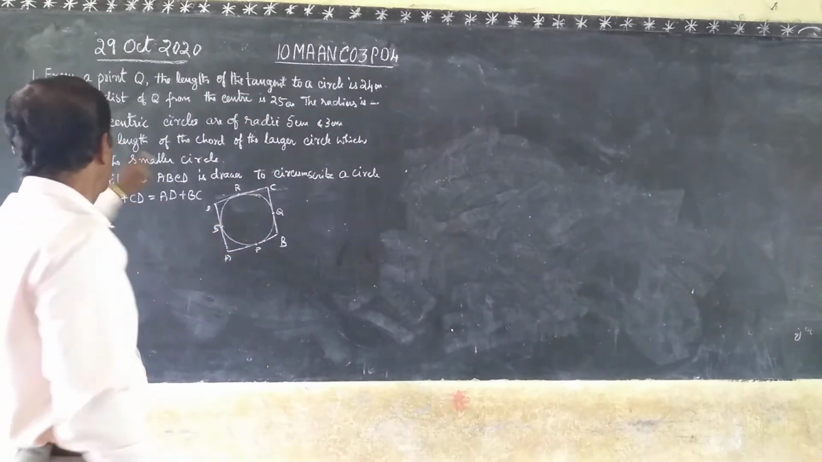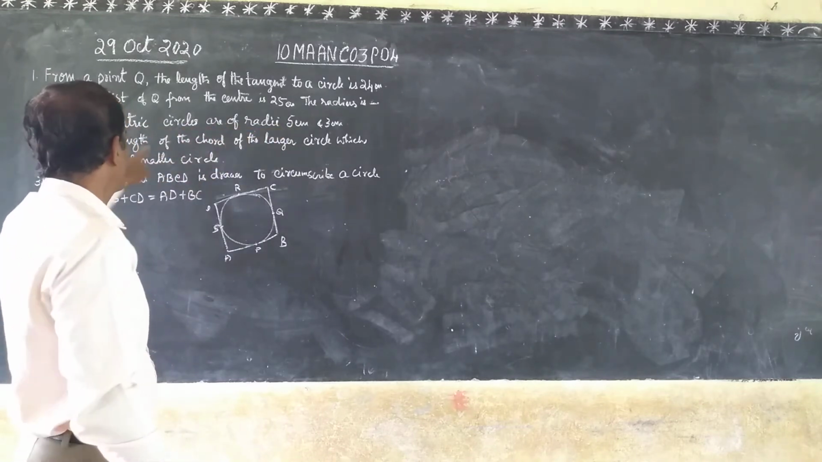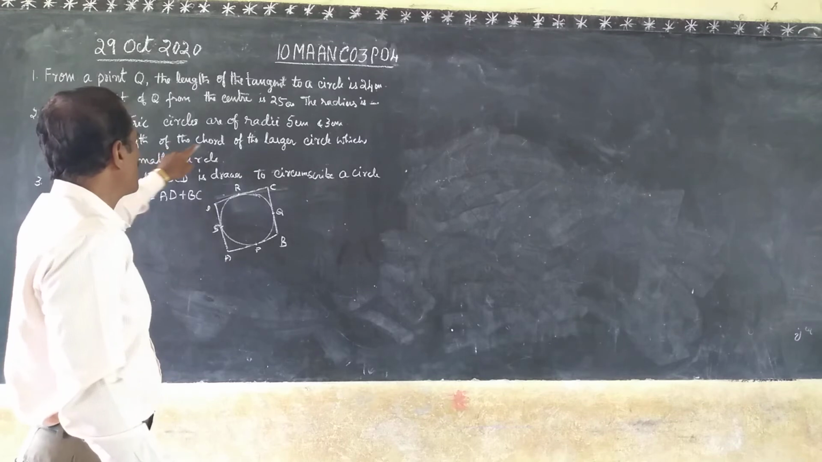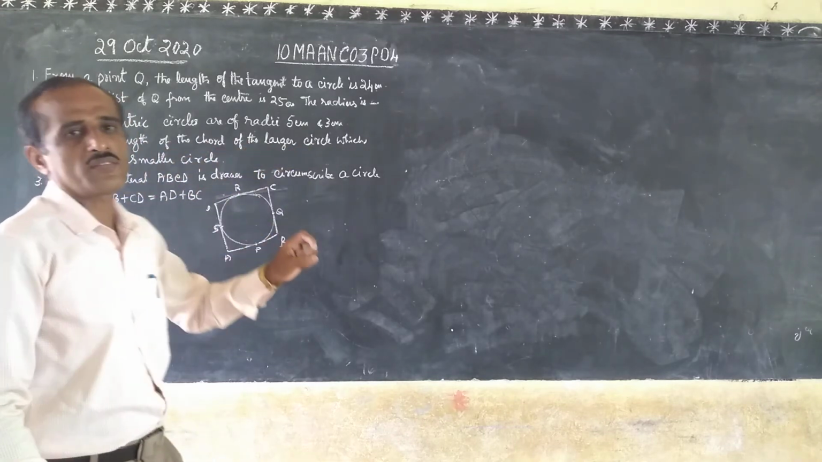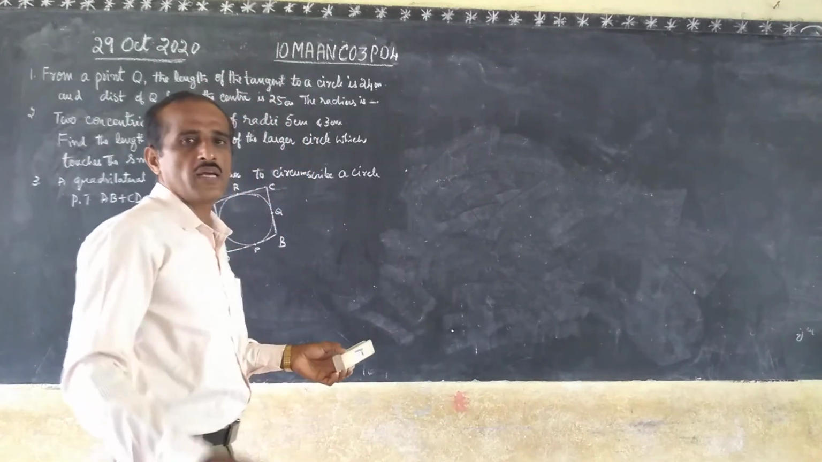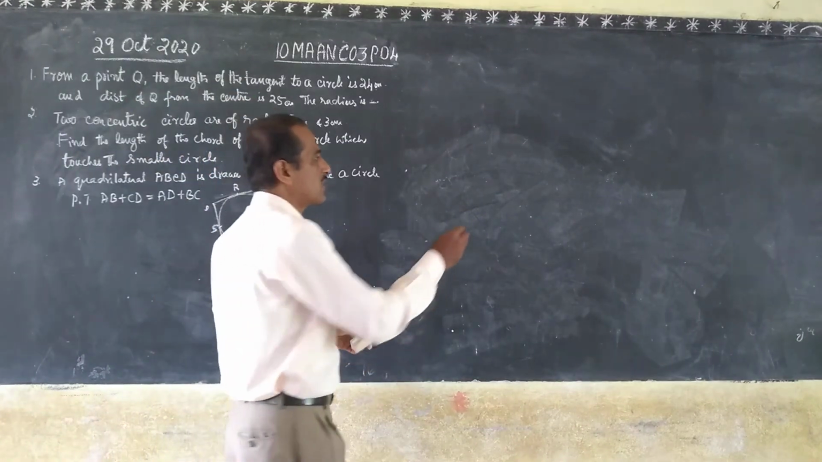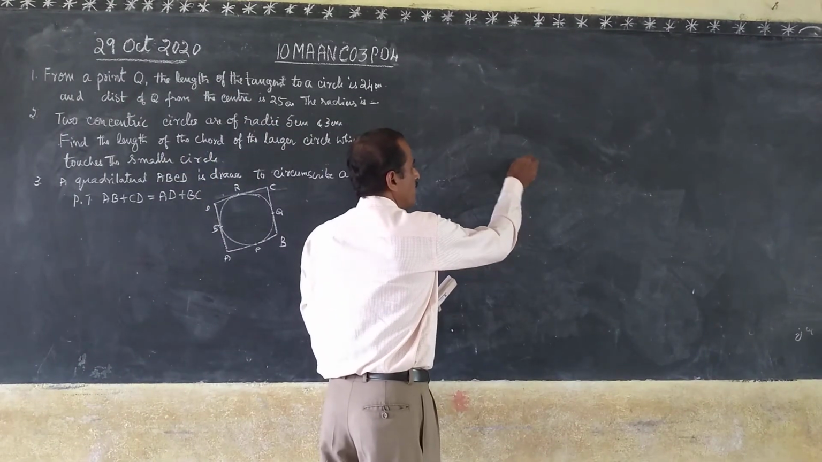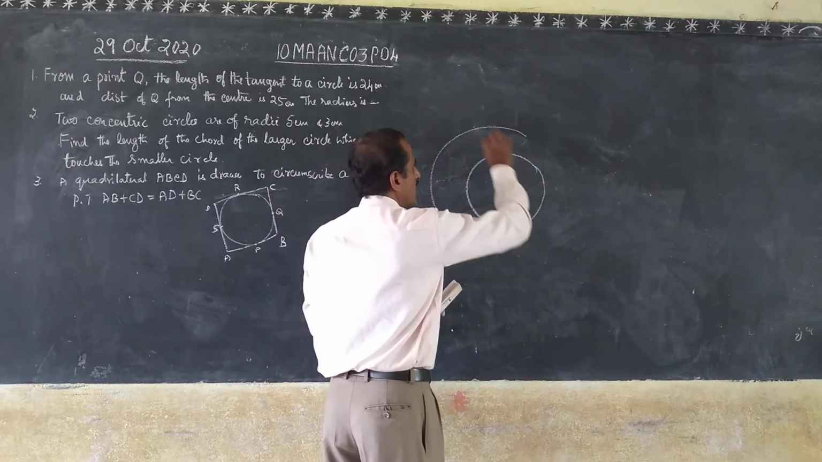Look at this. Two concentric circles are of radii 5 cm and 3 cm. Find the length of the chord of the larger circle which touches the smaller circle. It is a very important question from the examination point of view. Remember, it is there in your textbook. Two concentric circles. What are concentric circles? Circles having the same center but different radii. You have studied this.